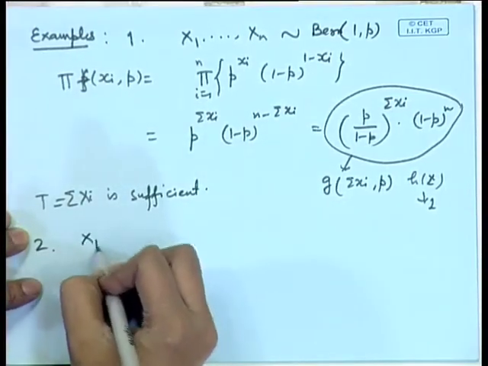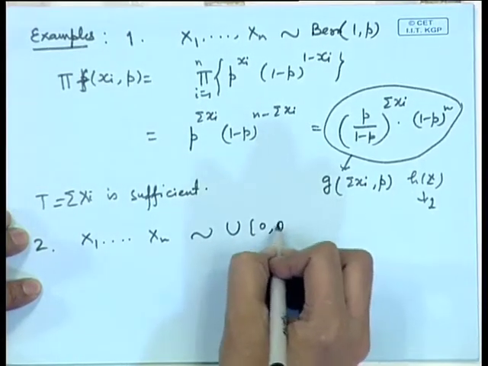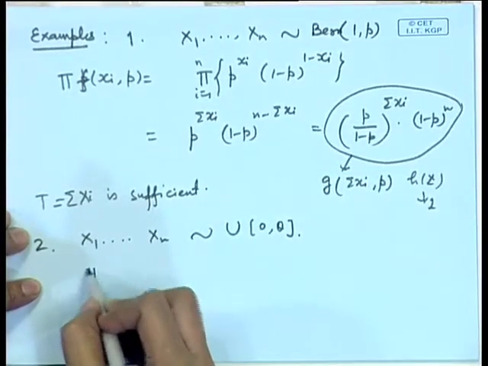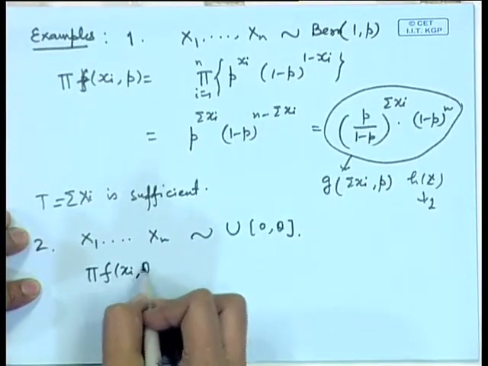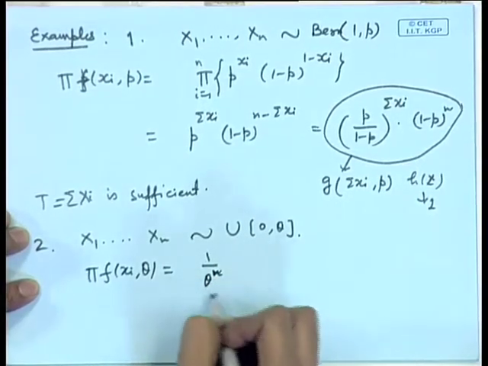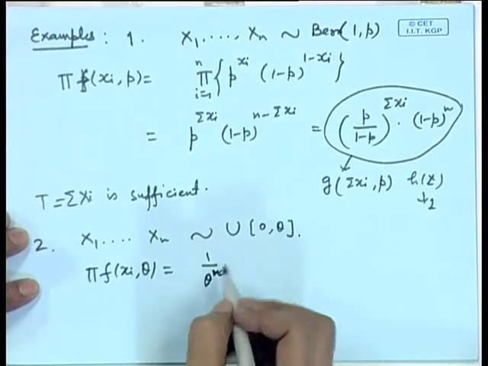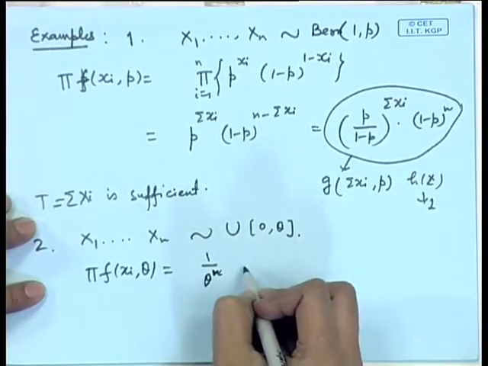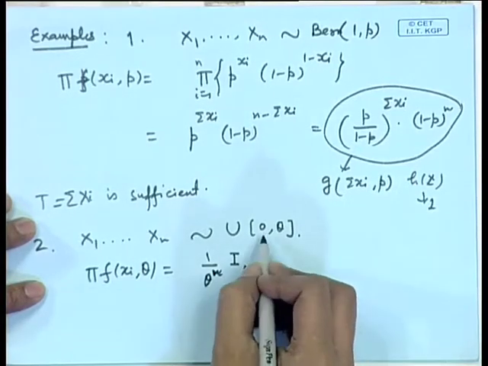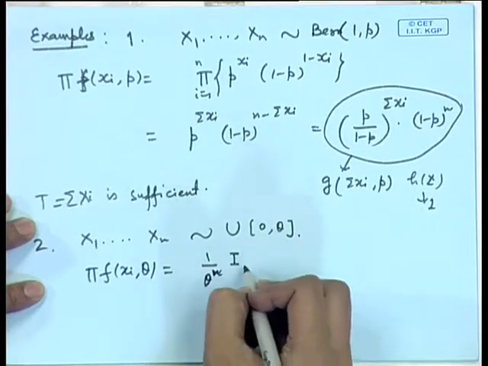Suppose we consider, say, a uniform distribution. Then the joint density is equal to 1 by theta to the power n. Now, one may say that if we write like this, then where is the variable coming in which will be sufficient, but this is not a complete description, because for complete description we need to write down the range of the variables, which is each of the xi's is from 0 to theta.